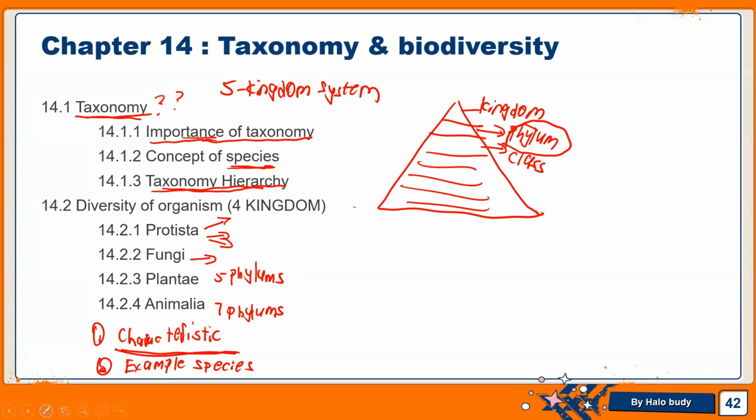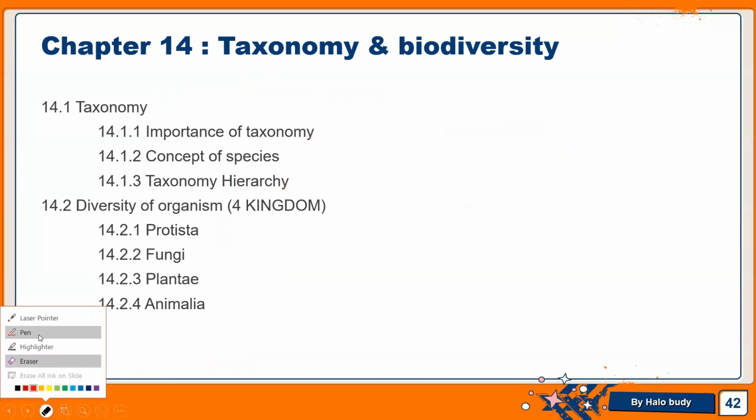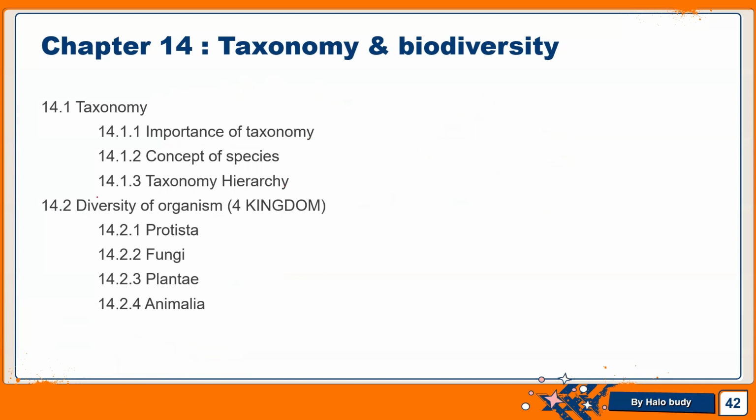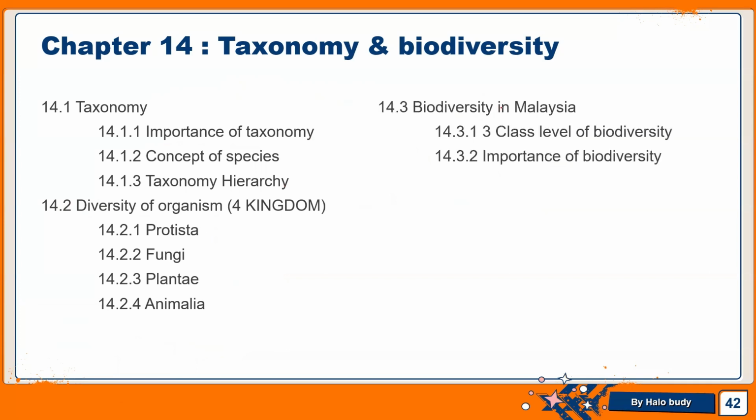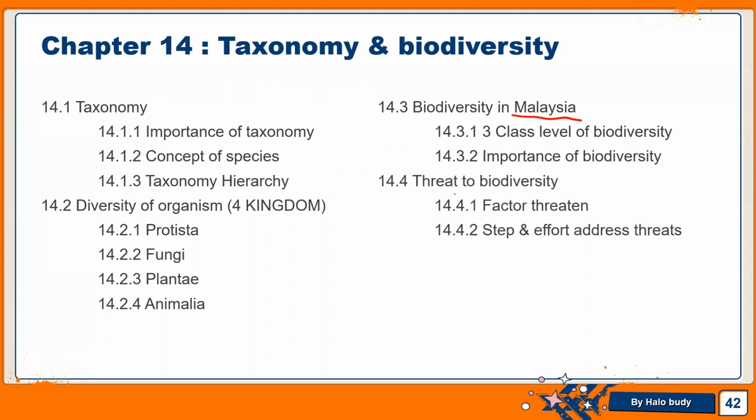Okay, so this is the second topic, and this is the longest part of this chapter. Longest because there are many phylum you have to memorize. Okay, and then the third one is biodiversity, but you have to learn it in Malaysia, not in the world. The syllabus in Malaysia, you have to learn Malaysia. So you have to learn the 3 levels of biodiversity, and then the importance of biodiversity. And then the 4th topic is about threats to biodiversity.